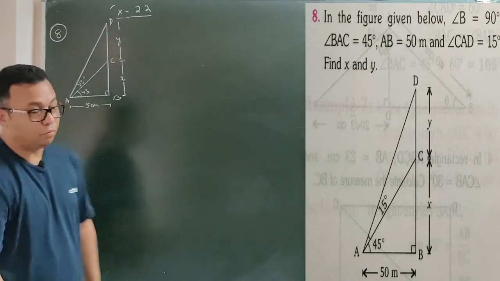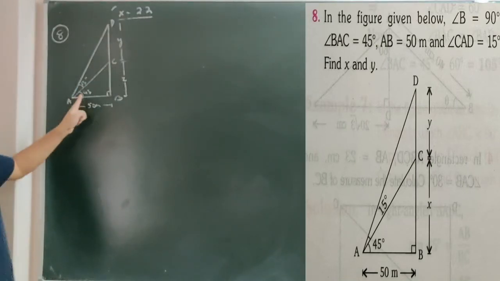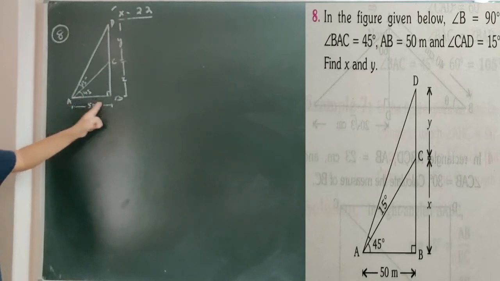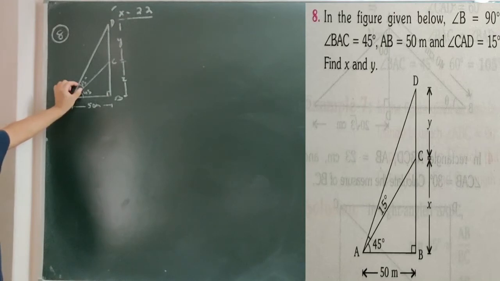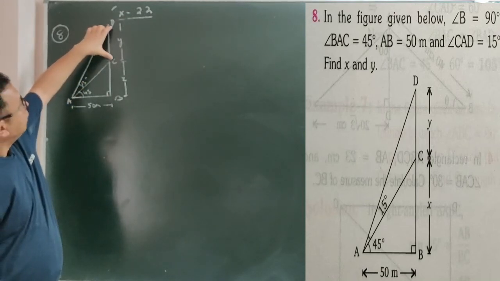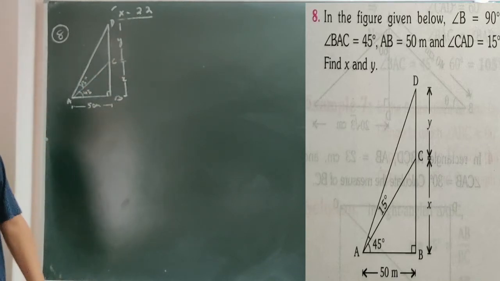The question is telling you to find the value of x and y. Let me explain to you the question first. In this triangle, angle is 45 degree, lower base is given as 50. Then this small portion which is there is given as 15 degree. This part is y, from here to here it is y, and from here to here it is x. So you are asked to find the value of x and y.